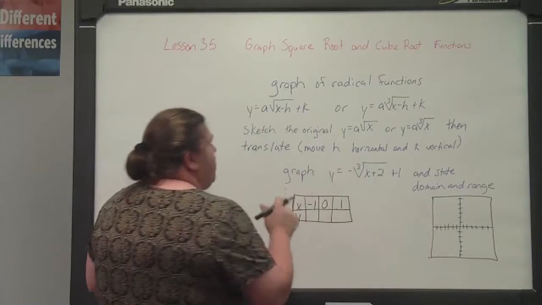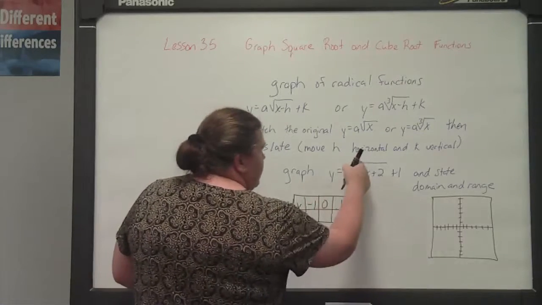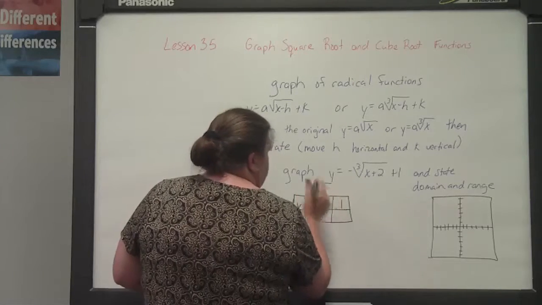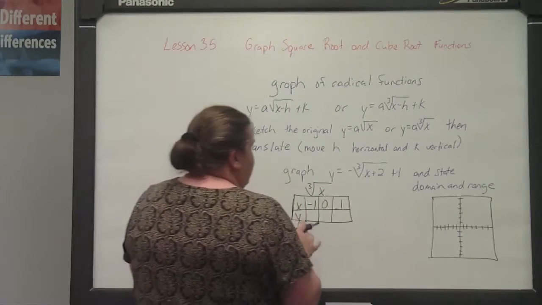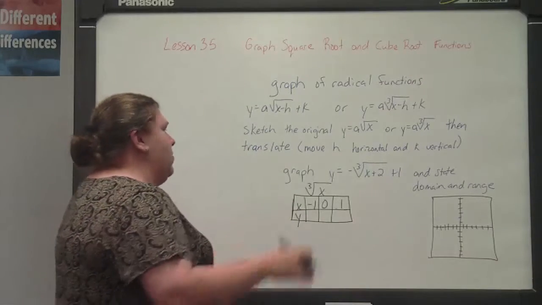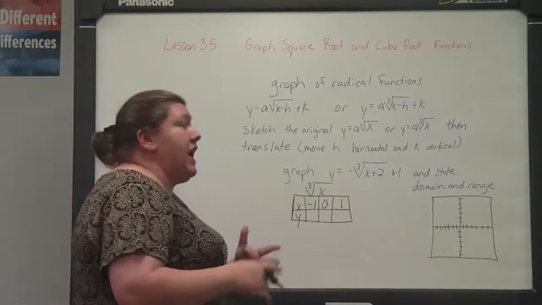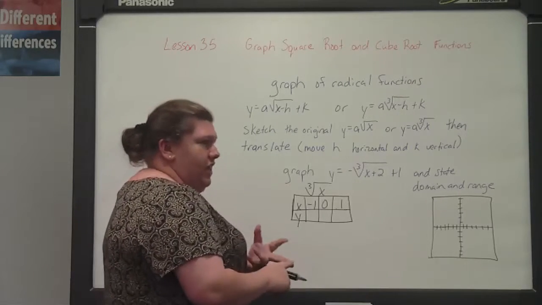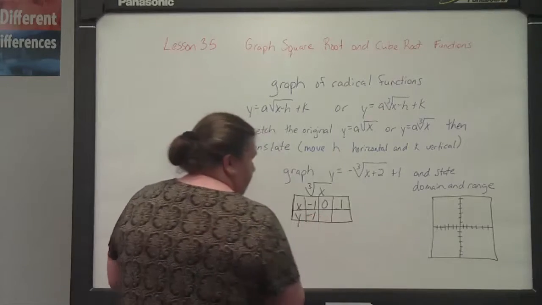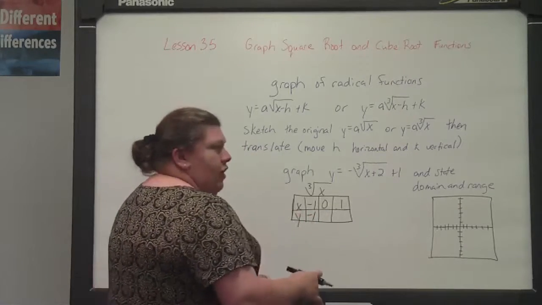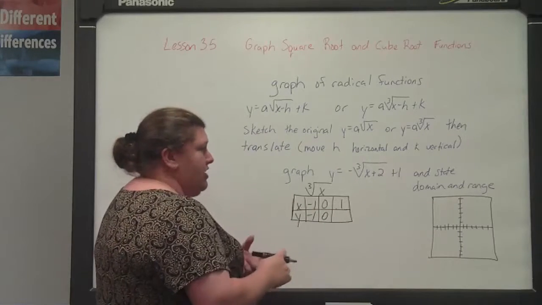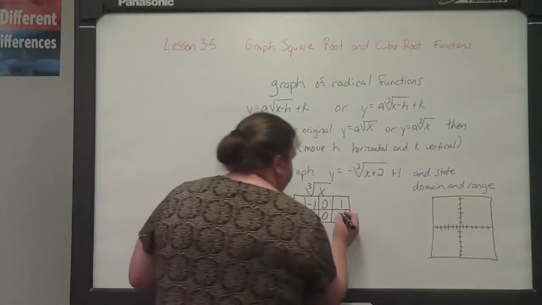Now, keep in mind that they want us to sketch the original. Since this is cube root, I want to do the cube root of x. So I want to know what times what will equal a -1. Well, that is a -1. So -1 times a -1 gives us a positive 1, times a -1 gives us a -1. The cube root of 0 is going to be 0. And then the cube root of 1, again, 1 times 1 is 1 times 1 is 1.